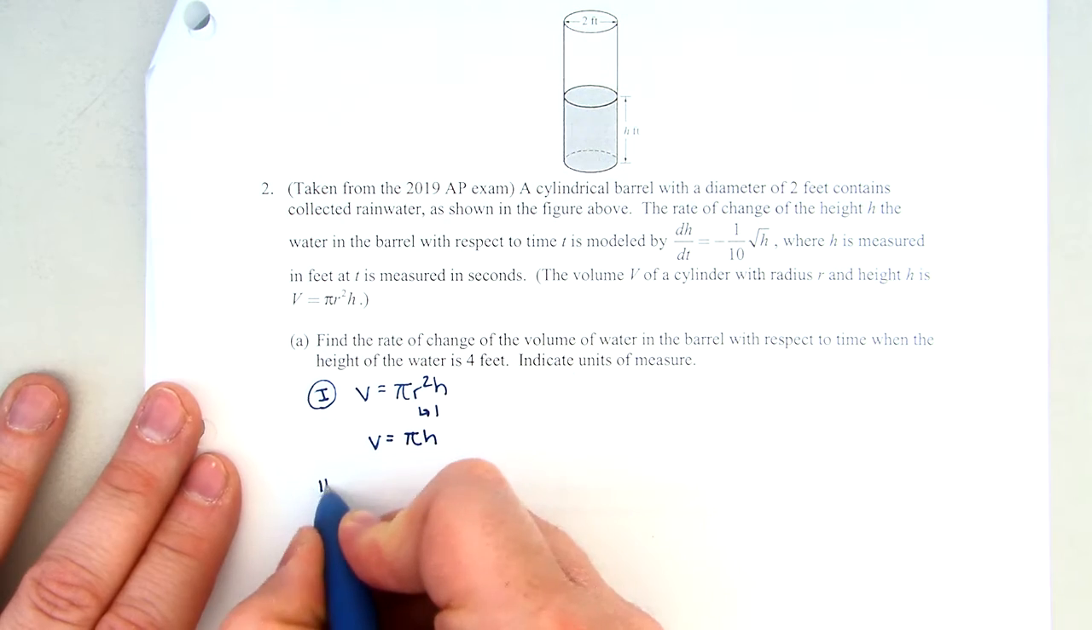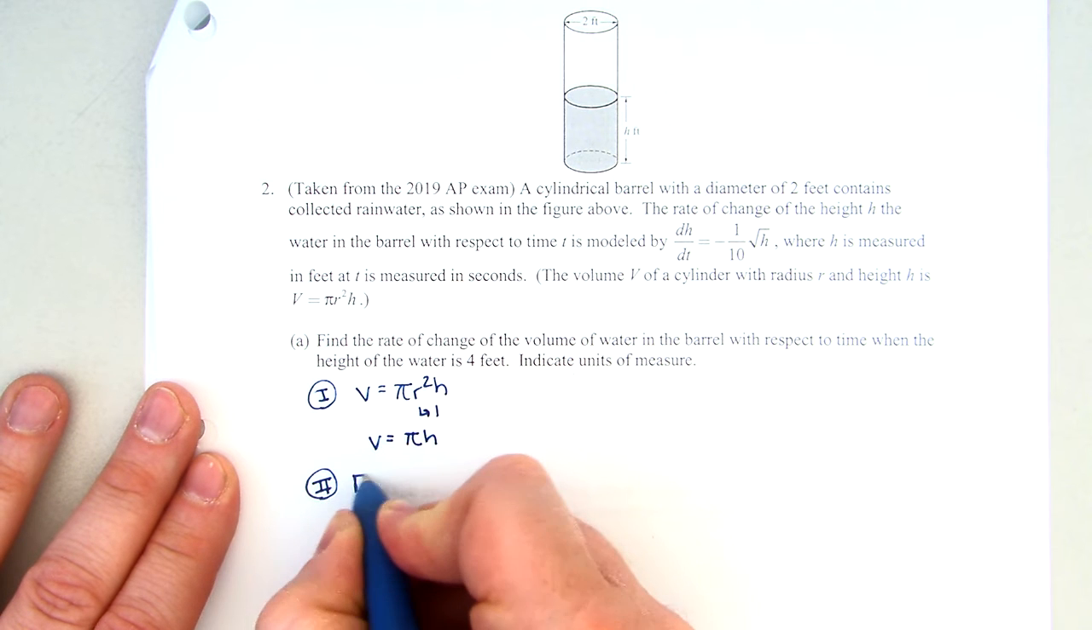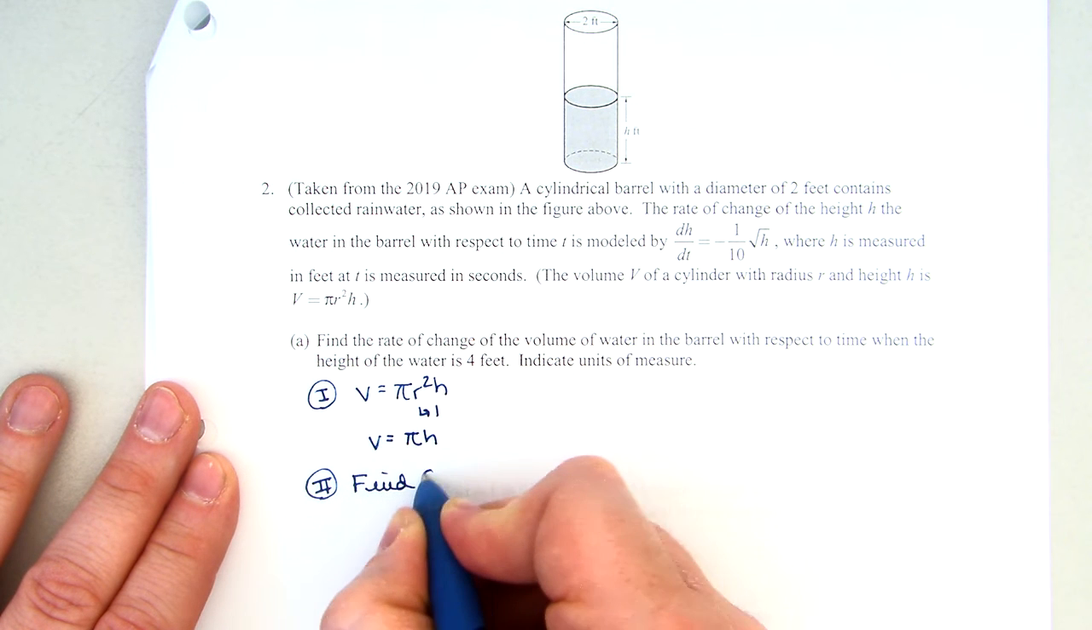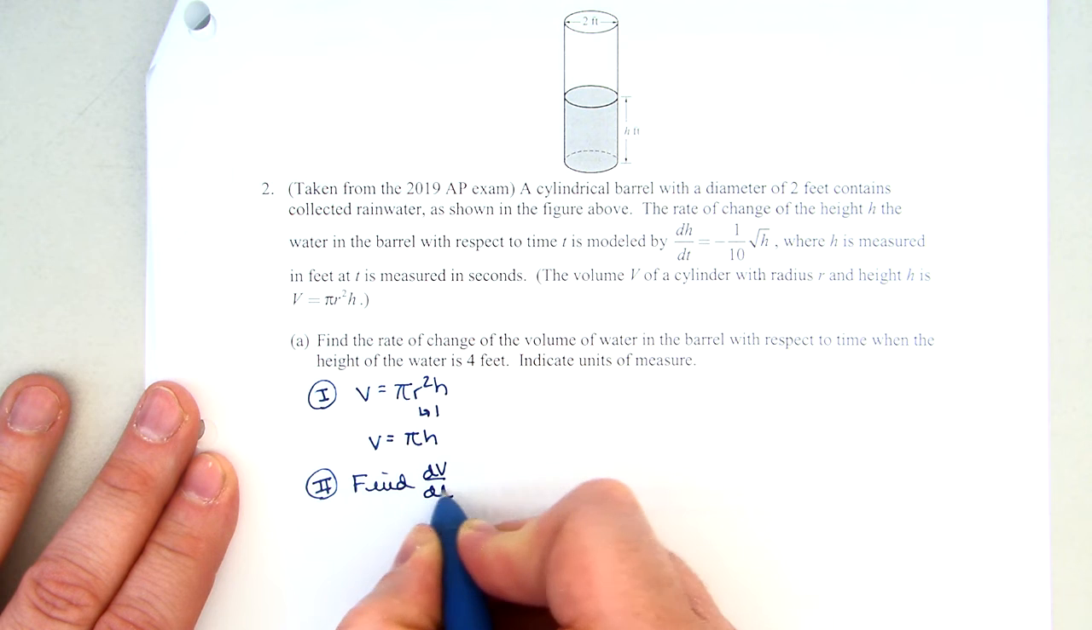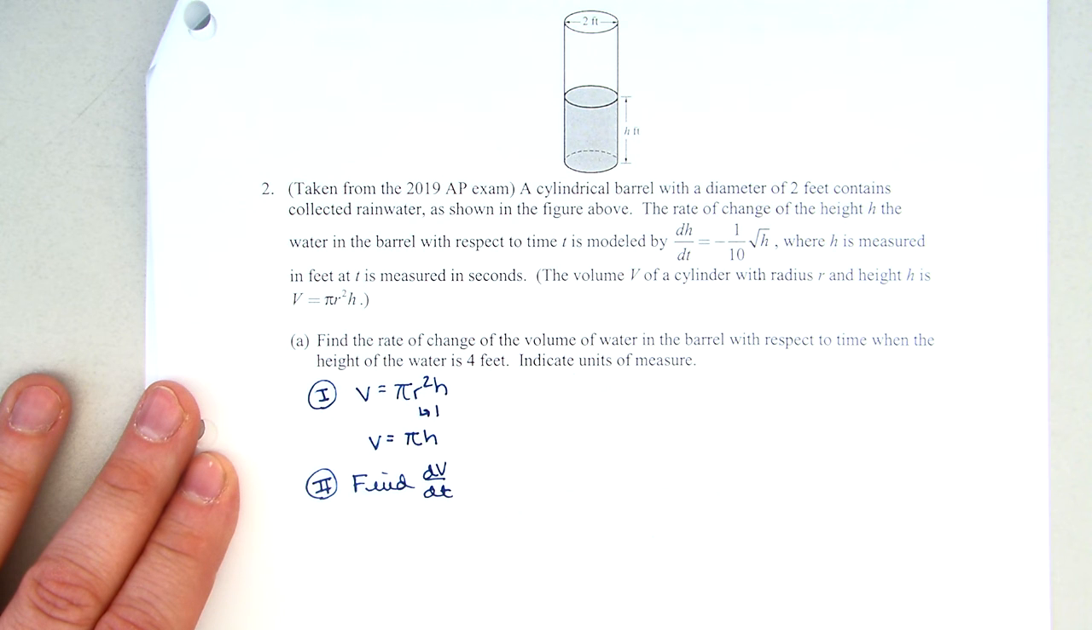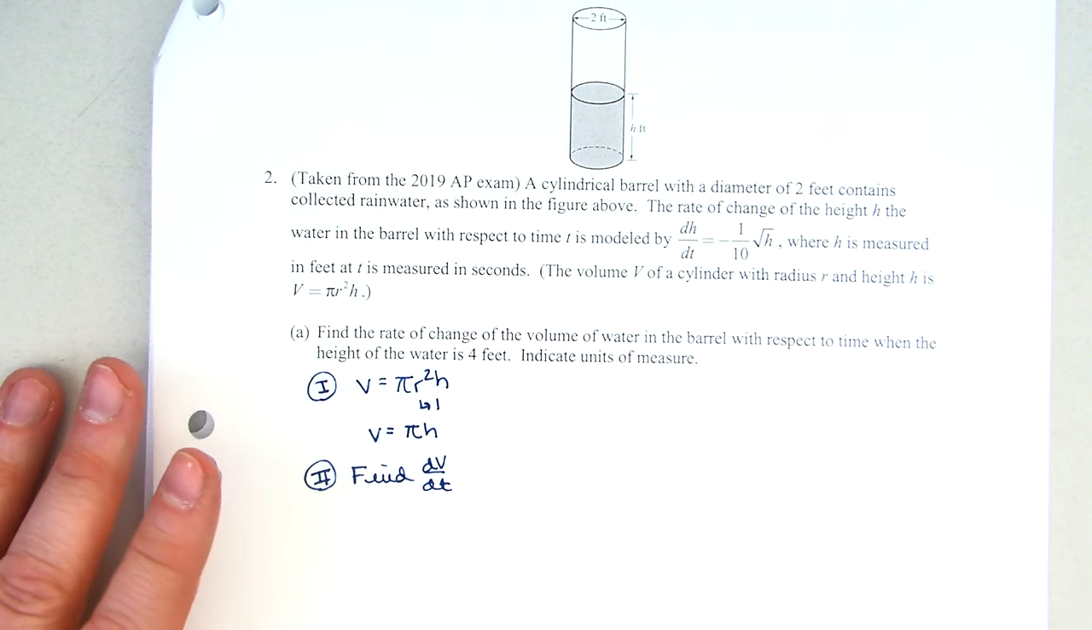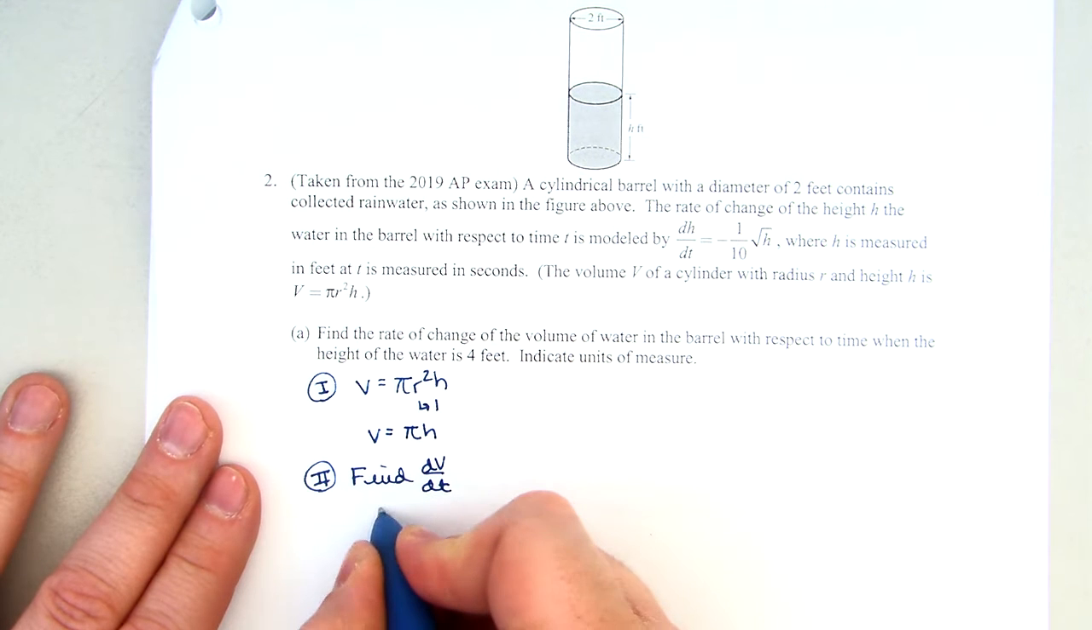That is kind of nice. What am I looking for? I want to find dV/dt. What was that? Well, V prime, but I'm going to call it dV/dt. When? When h is 1.